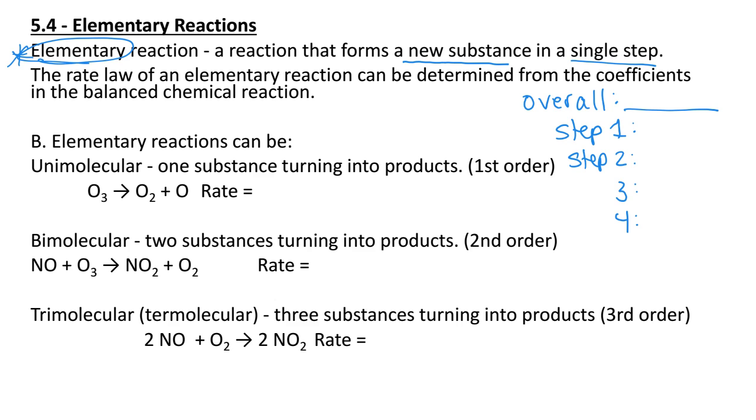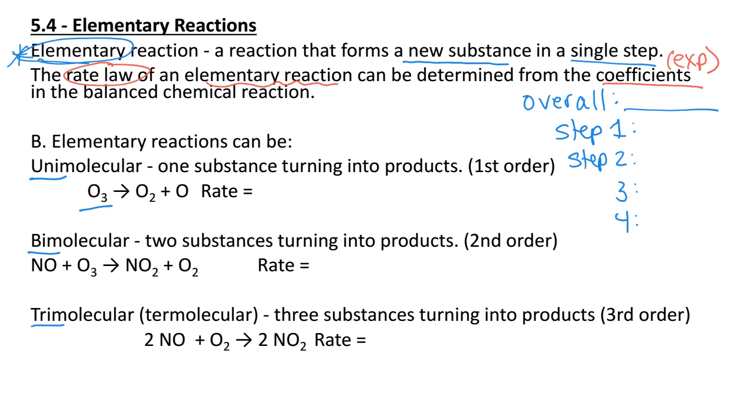So elementary reactions can be what are called unimolecular, bimolecular, or trimolecular. And that is really based on how many reactants there are. If there's only one reactant, then it would be unimolecular. And if we write the rate law of a unimolecular step, the rate law of an elementary reaction can be determined from the coefficients. And those coefficients are going to become the exponents in our rate law.